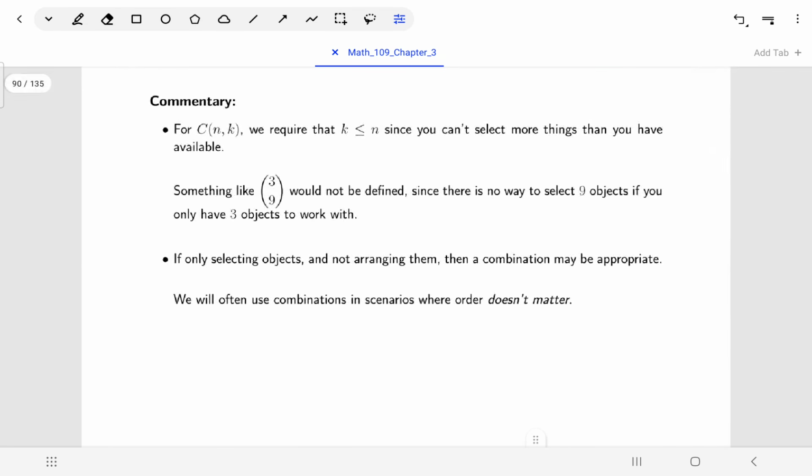Same sort of commentary that I had for permutations. The first number is the bigger one, and it has to be because that's how many things we have to select from, and k is how many things we're actually selecting. So if you wrote 3 choose 9, that makes no sense at all because that's telling me that you have 3 objects and you're going to select 9 of them, which is not very possible. 9C3, on the other hand, having 9 objects and selecting 3 of them, that would be possible.